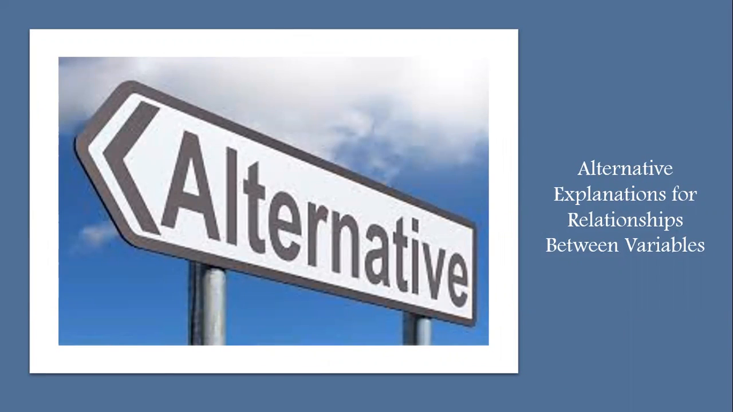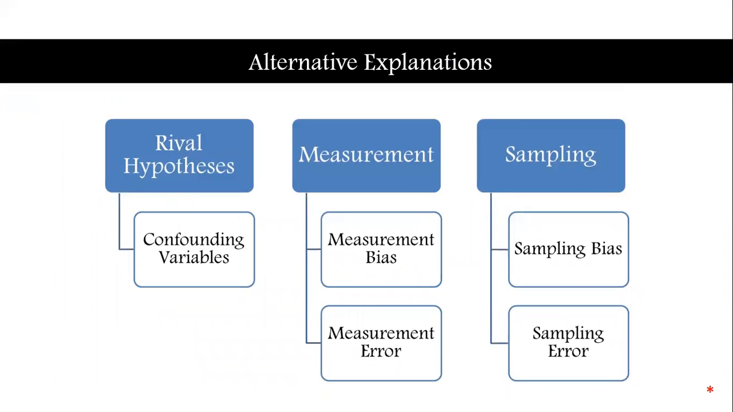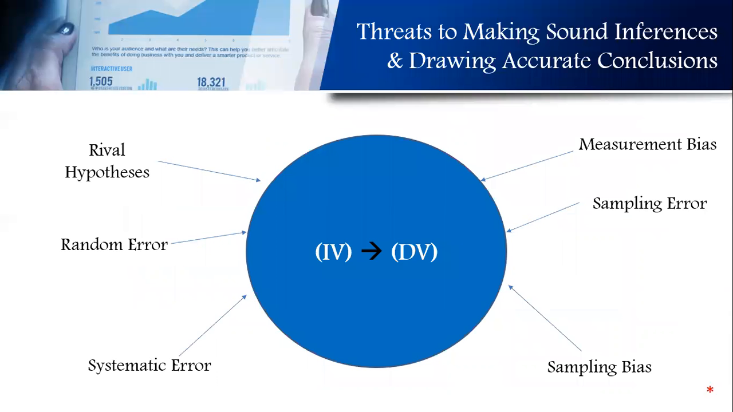So now let's discuss some of the possible alternative explanations for relationships between variables. There are several alternative explanations for the relationship between variables. They include rival hypotheses or confounding variables, measurement bias, measurement error, sampling bias, and sampling error. These alternative explanations can be seen as threats to our ability to make sound inferences and draw accurate conclusions about the relationship between variables.